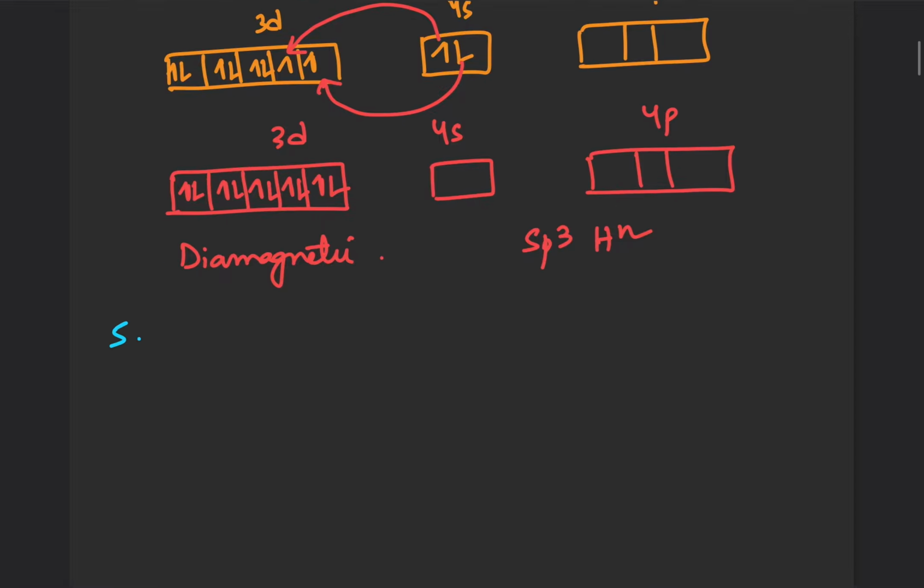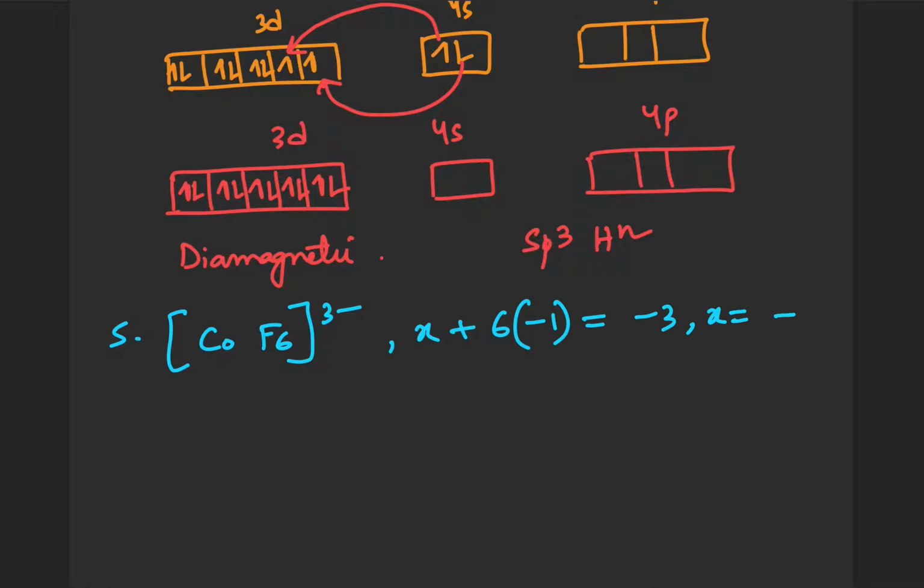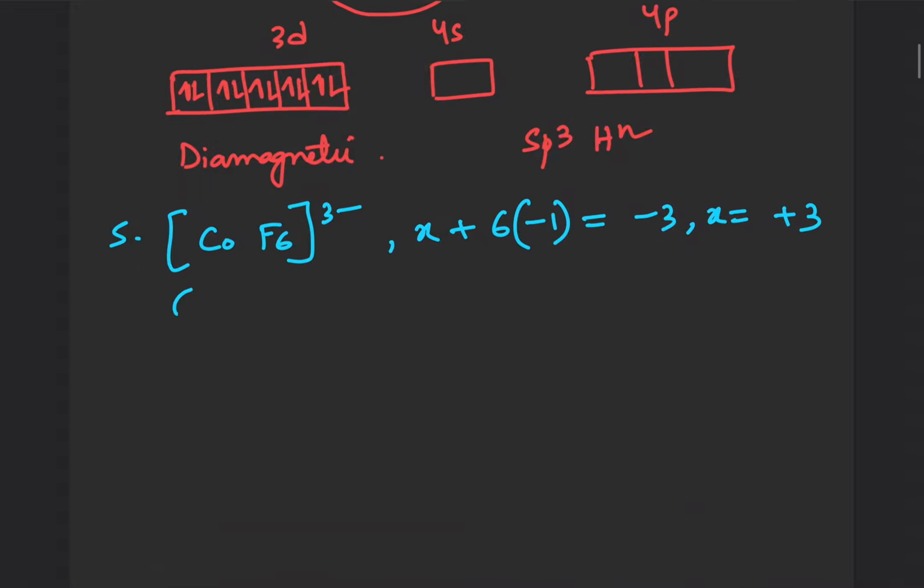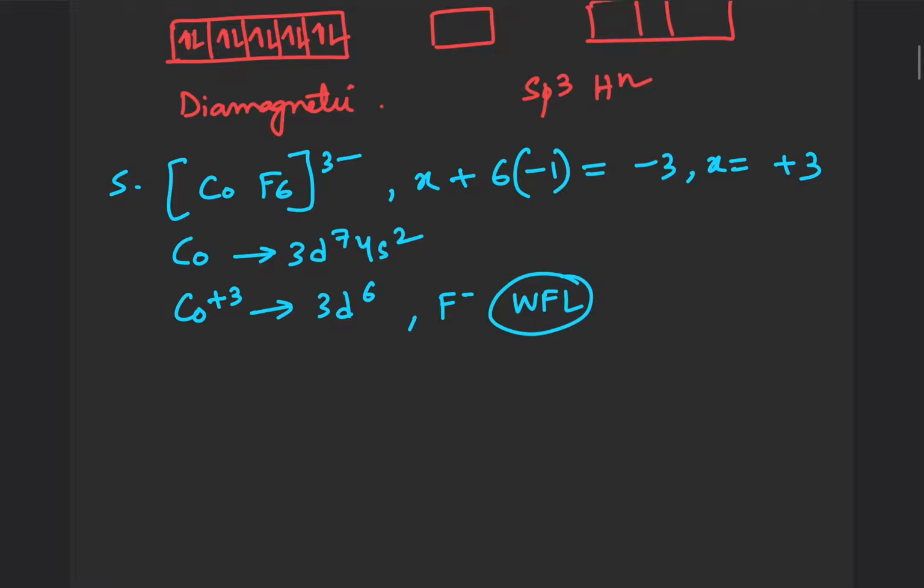Next we will talk about the fifth one, that is CoF6 3 minus. Okay, so x plus 6 into charge on F, which is minus 1, will be equal to minus 3, so x is equal to plus 3. Okay, so we know the configuration of cobalt is 3d7 4s2, so therefore the configuration of cobalt plus 3 will be, remove 3 electrons, 2 from here and 1 from here, so 3d6. And the ligand is F minus, and it's a weak field ligand, so therefore it cannot cause pairing of electrons.